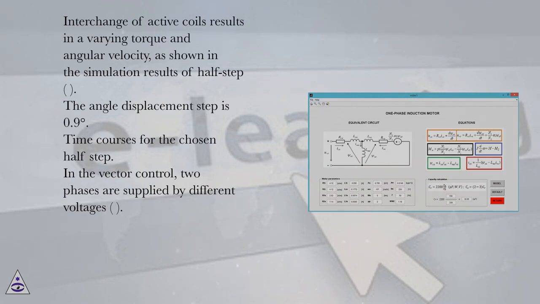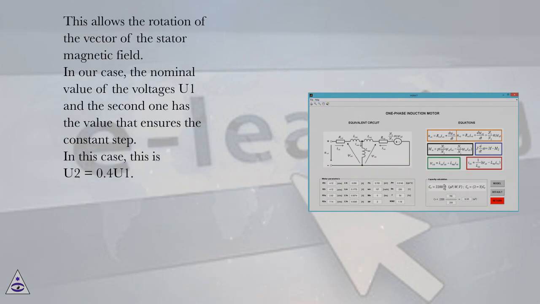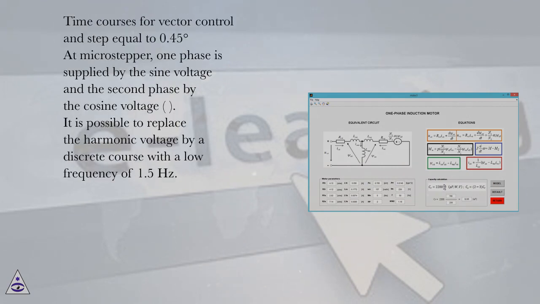In the vector control, two phases are supplied by different voltages. This allows the rotation of the vector of the stator magnetic field. In our case, the nominal value of the voltage is U1 and the second one has the value that ensures the constant step. In this case, this is U2 equals 0.4 U1. Time courses for vector control and step equal to 0.45 degrees.